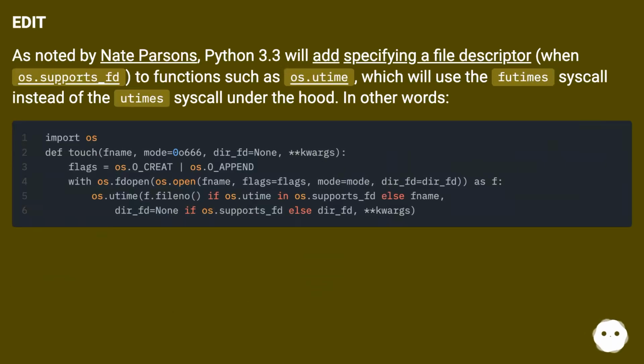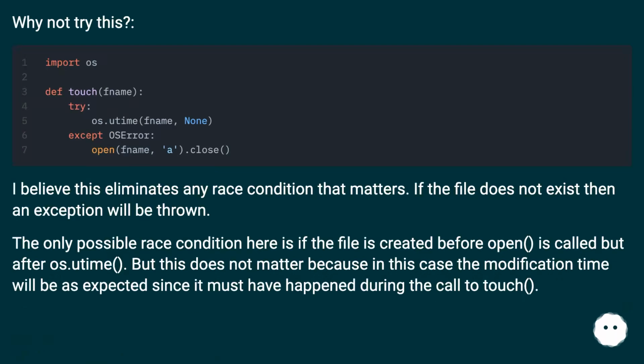Edit. As noted by Nate Parsons, Python 3.3 will add specifying a file descriptor, when os.supports_fd, to functions such as os.utime, which will use the futimes syscall instead of the utime syscall under the hood. In other words, why not try this?